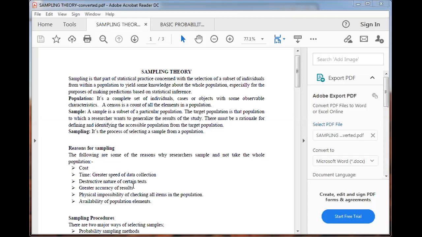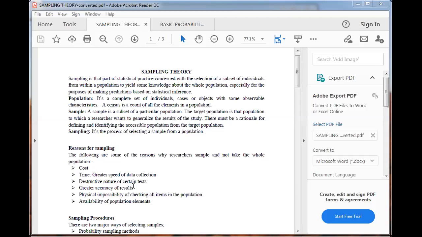Certain tests, when they are being done, you find that they destroy the item. For example, if we are doing a test on a packet of salt, we want to find out the reagents that are there, you will find that we are going to destroy that packet of salt so that we can add some reagents and then confirm whether the ingredients are okay and in the right proportion. At the end of the day, this packet has completely been destroyed because it has been mixed with the reagents. So if we do a census whereby we are testing each and every packet, you are going to find a case whereby we have destroyed all the packets that were produced by a certain organization.